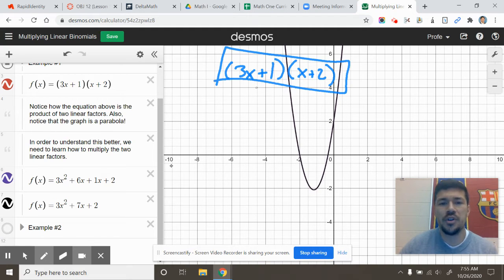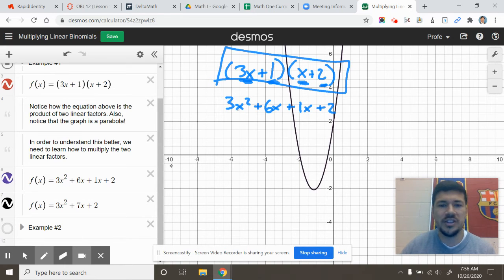The first way that I'm going to show you is the distributive property. I'm going to multiply this 3x by this x. The result of 3x times x is 3x squared. Now I have two terms in each factor, so I also need to multiply this 3x by this 2. So 3x times 2 is 6x. Next, I'm going to multiply 1 by the x. So 1 times x is 1x, so I'm going to add 1x. And then last, I'm going to multiply 1 by 2. So 1 times 2 is 2.